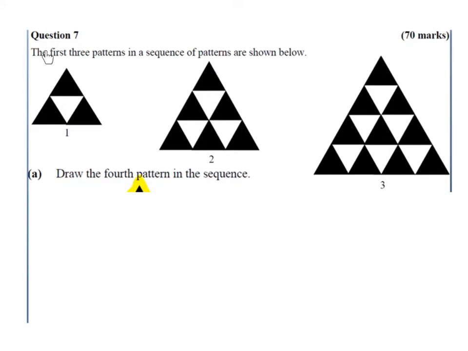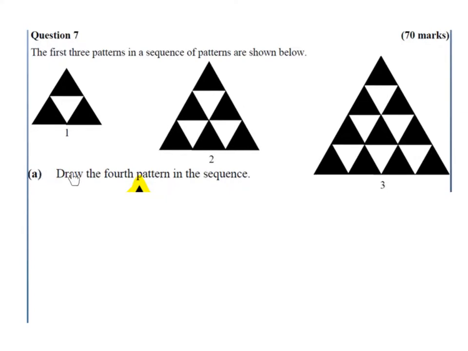Okay, so the first three patterns in a sequence of patterns are shown below. Here we have term 1, which is 3 black triangles and 1 white triangle. Term 2, which is 6 black triangles and 3 white triangles. Then we have term 3, which is 10 black triangles and 6 white triangles.